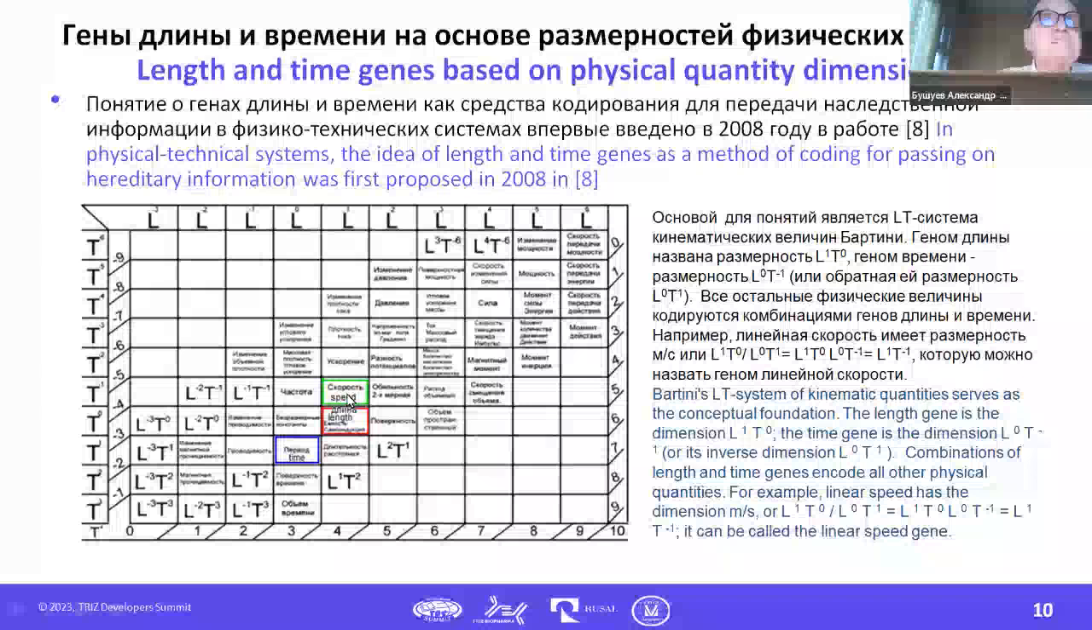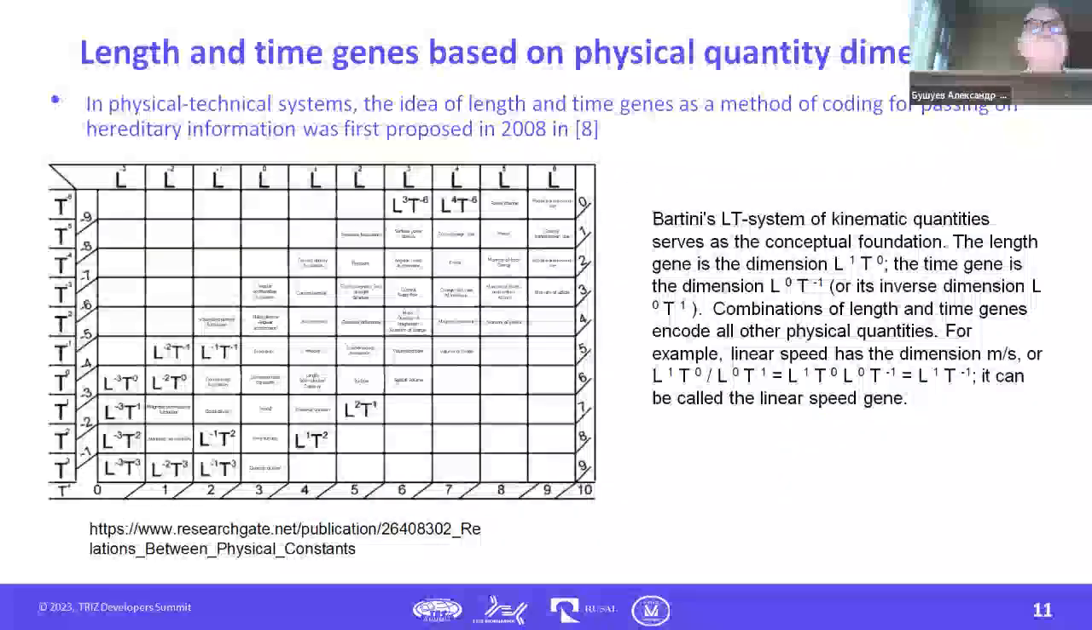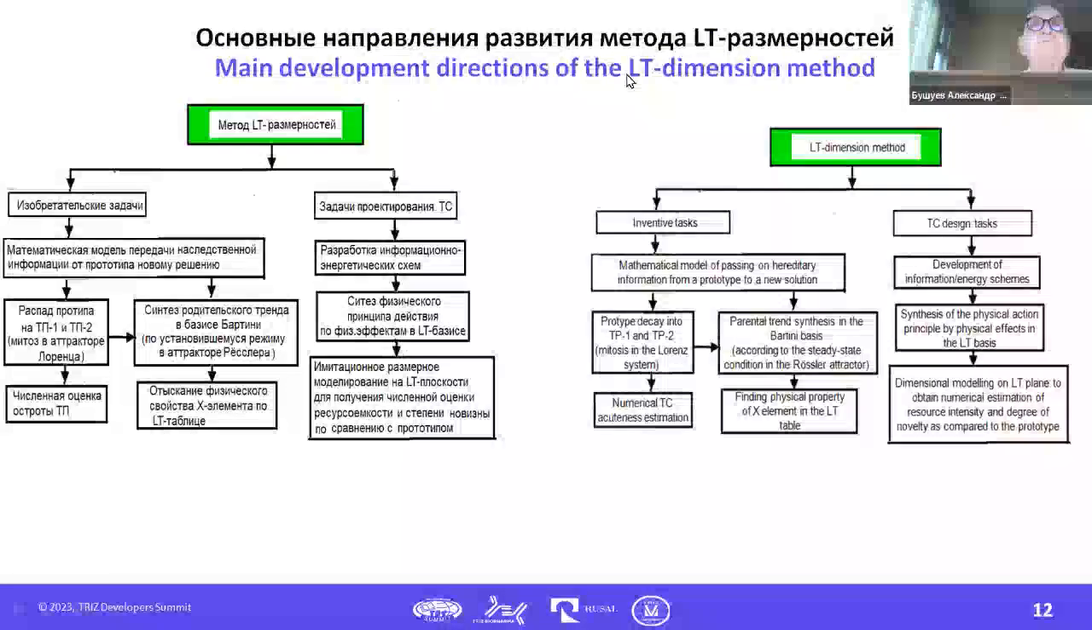So how can we get the time gene? The length is divided by the period, and then we get the result. For English speakers, you can see it a bit later.